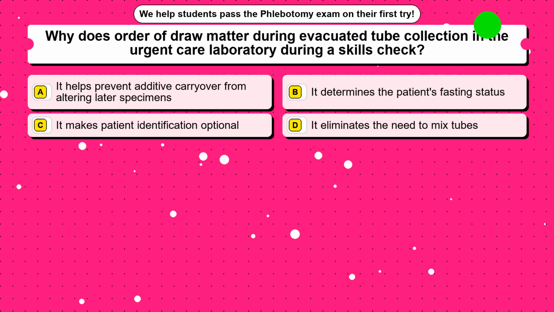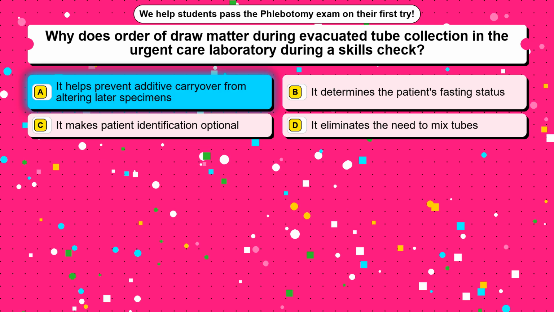Question 48. Why does order of draw matter during evacuated tube collection in the urgent care laboratory during a skills check? Option A. It helps prevent additive carryover from altering later specimens. Option B. It determines the patient's fasting status. Option C. It makes patient identification optional. Option D. It eliminates the need to mix tubes.